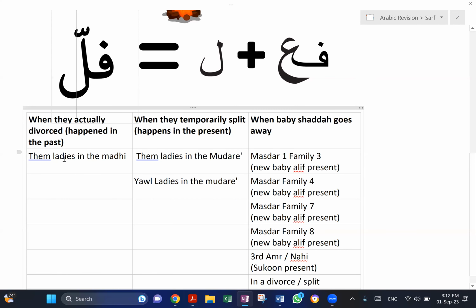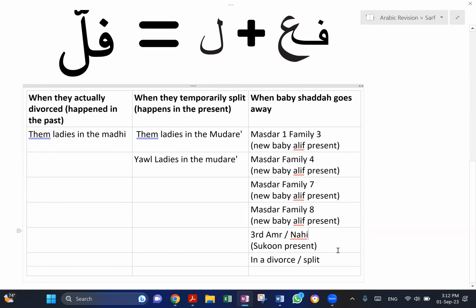But the most important thing about Muda'af is you need to know these three things. One, when the divorce happened, because it's a big deal. You also need to know when they temporarily split, when Ain and Lam split, because it's like a temporary divorce, like a separation, which is allowed in Islam. You know how it happens in marriage, 6 months, you stay apart and then you work it out. So that happens in this marriage as well. And you also need to know when baby Shadda goes away, because Shadda is such a temperamental baby. Small things happen and then she just walks away. So you need to know these three things. Number one, when does the divorce happen?